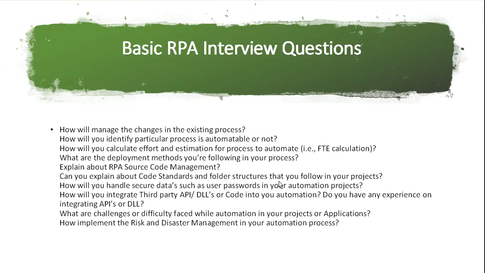Suppose you are creating a folder, the folder name must be your process name. If your process name is test, your folder name must be test. Inside the process folder, you have to keep your code files as well as input files, output files and log files. You have to create different folders: input in a different folder, output in a different folder, log in a different folder, and configuration files in different folders. So this type of folder structure you have to follow. I will give you one session only for coding standards in RPA tools.